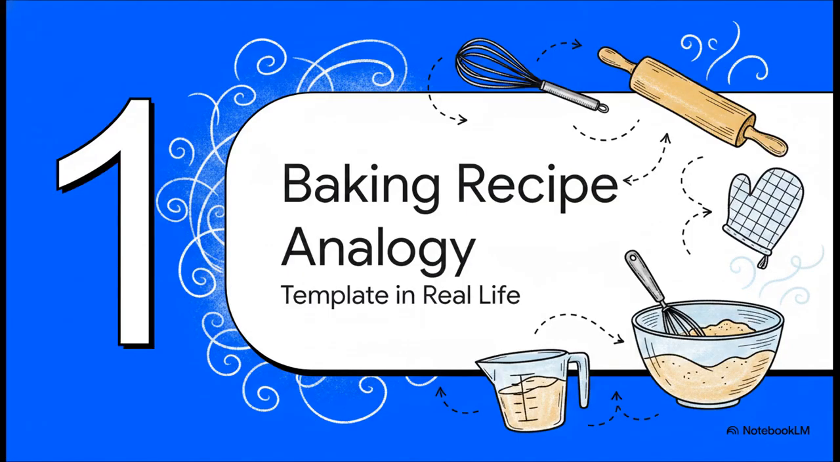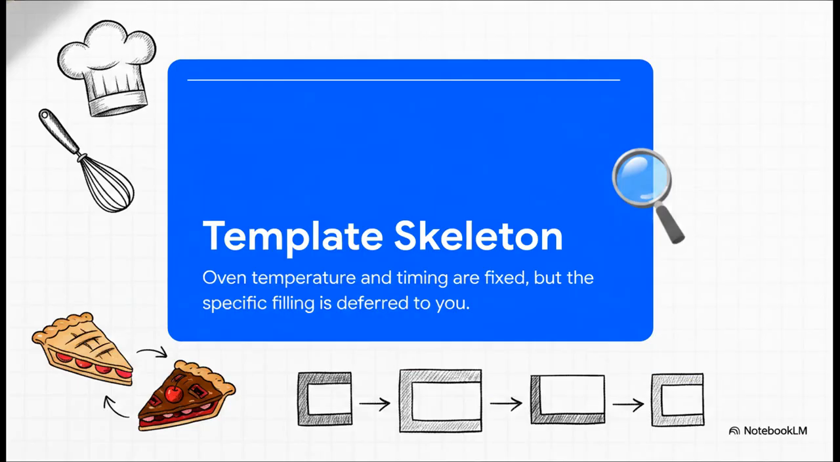All right, moving to section 1, the baking recipe analogy. Think of this pattern exactly like a baking recipe. The skeleton of the recipe is completely invariant, but the specific flavor? That's deferred to you. Let's say you're baking a pie. The crust preparation, the oven temperature, the baking time, those are totally fixed. The author of the recipe guarantees those steps are going to work. But the filling? That step is an open question. You can use apples, you can use cherries, chocolate, whatever you want. The baking process doesn't care. The structure is frozen, but the details vary.